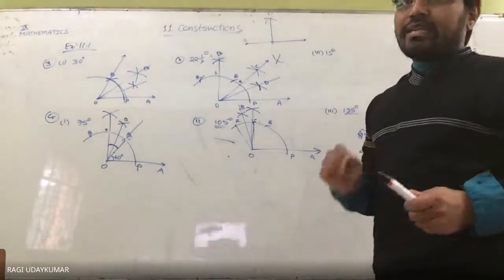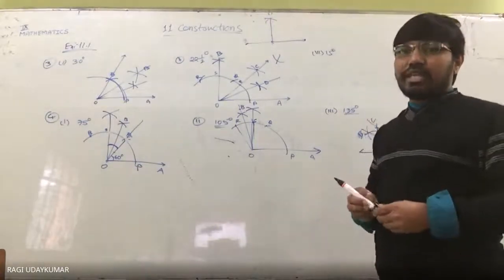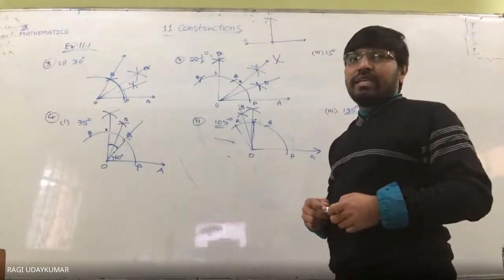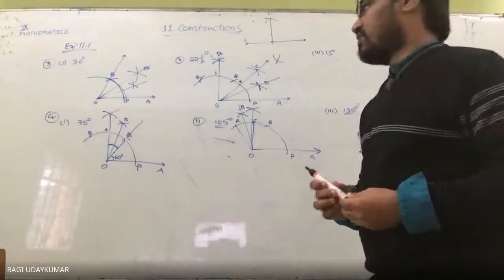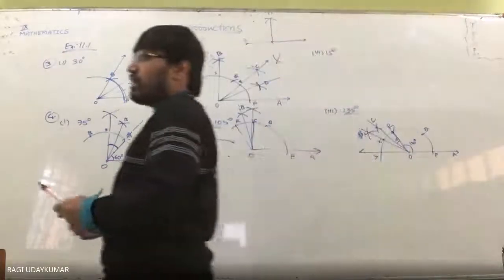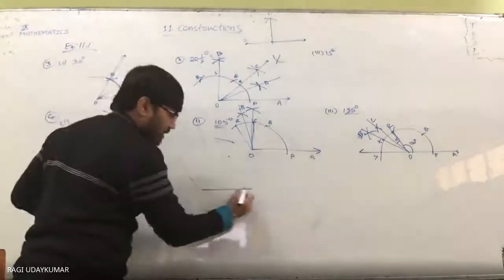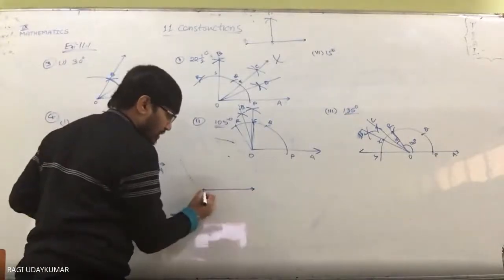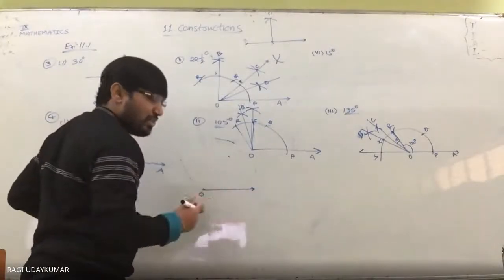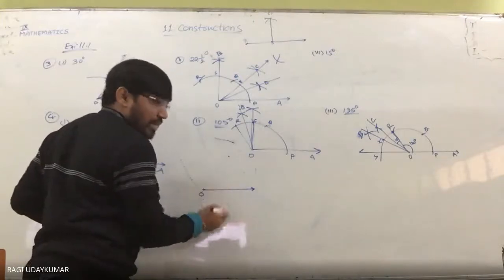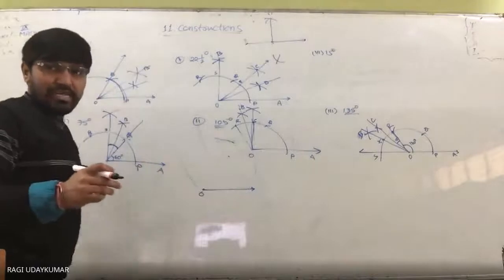Next, the fifth question is given to you. Construct an equilateral triangle given its side and justify your construction. Equilateral triangle, how do you construct? Each angle is 60 degrees in an equilateral triangle. If one ray is given to you, first you draw the one ray. Suppose 5 centimeters is given to you. Take the radius as 5 centimeters.